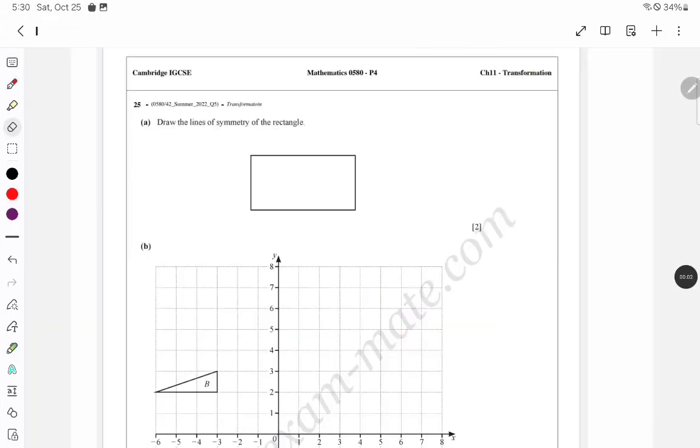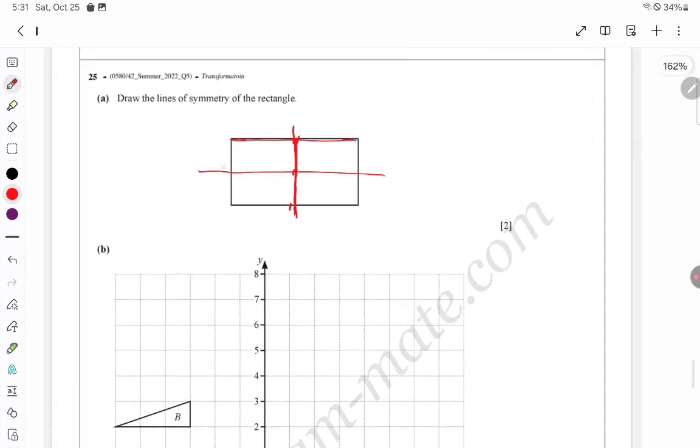Question number 25, draw the lines of symmetry of the triangle. For the symmetry, what we're going to have to do, this is our straight x-axis line. Draw a straight line here, which will be perpendicular to both sides, and make another line from the center which is vertical, which will be parallel to the other two sides. This will be our symmetry of the rectangle.